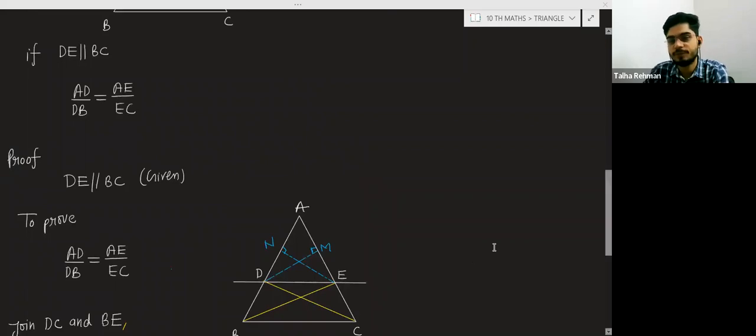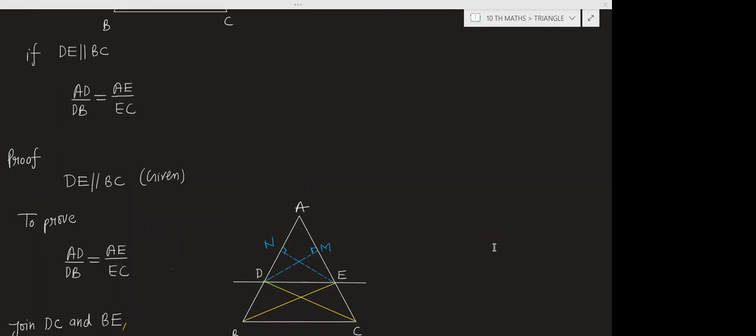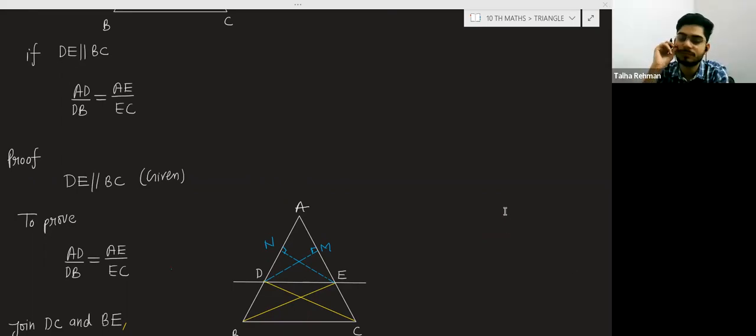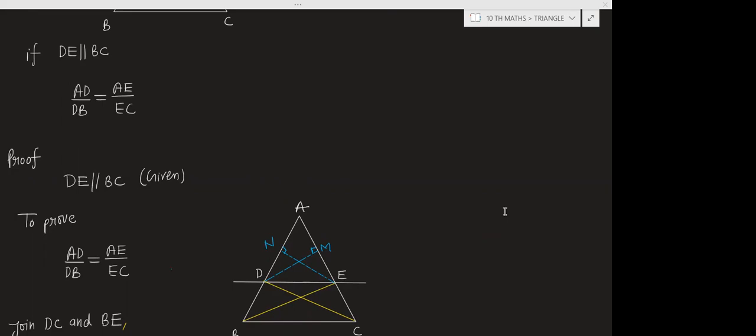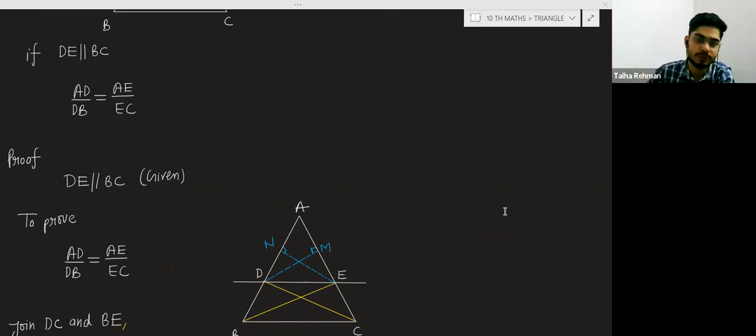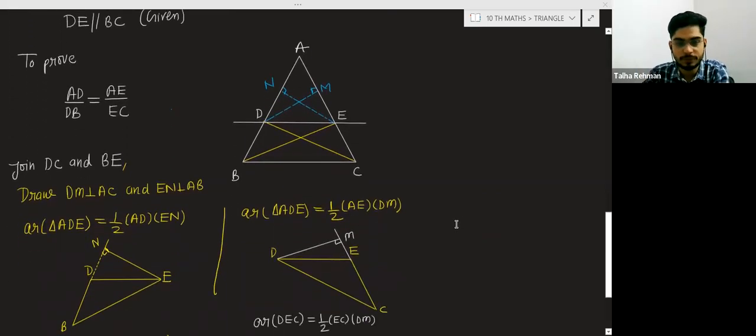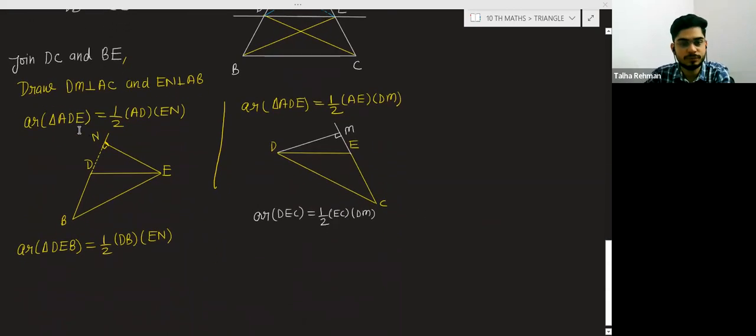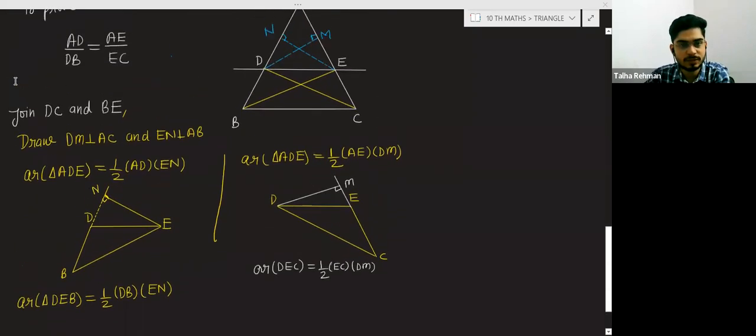Proportionality theorem. Sir, it discussed. If a line is drawn parallel to one side of a triangle, it will intersect the other two sides in equal ratio. Very good. In equal ratio. So once more, I will discuss this.